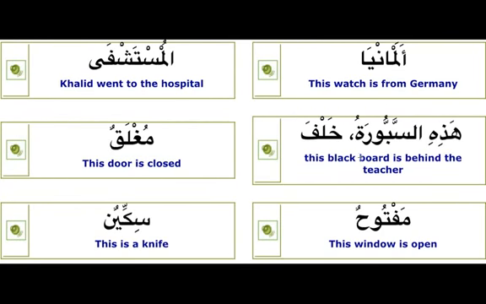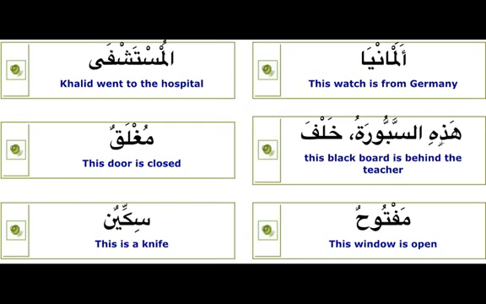So this is just a quick revision again. So this watch, now we have to put this and bring a badal for it. So here the badal is watch. So how do you say hada? Hadihi saatu. Watch is feminine, saatu. Hadihi saatu. From is min. So min Almania. This watch, hadihi saatu min Almania.